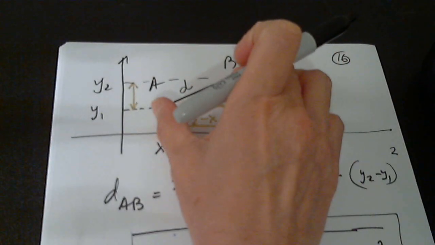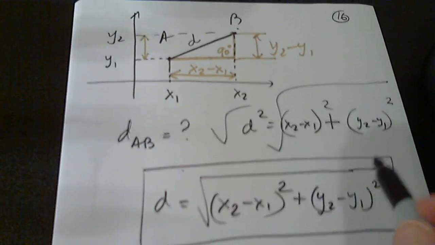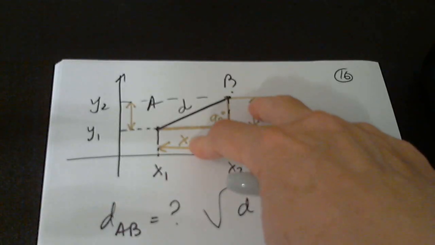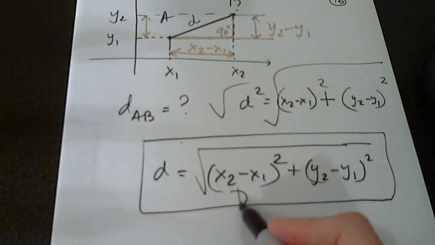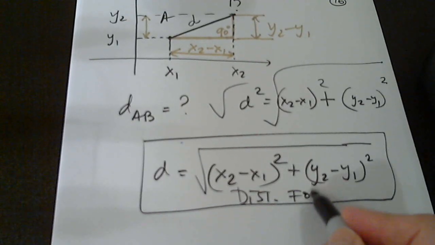So in order to determine the distance between these 2 points, we take the square root of the sum of the squares of the 2 legs. Distance formula.